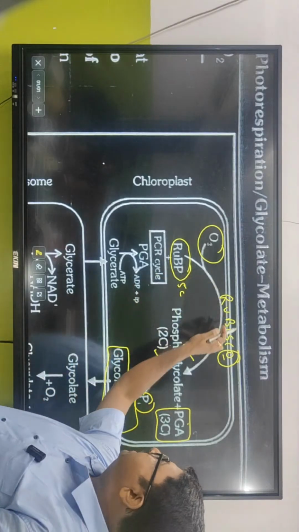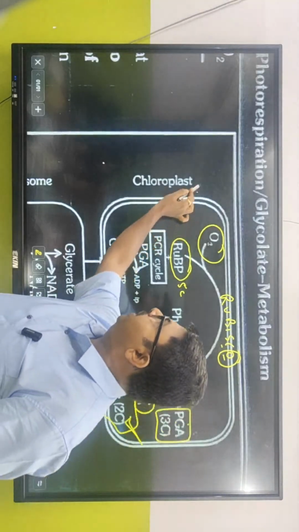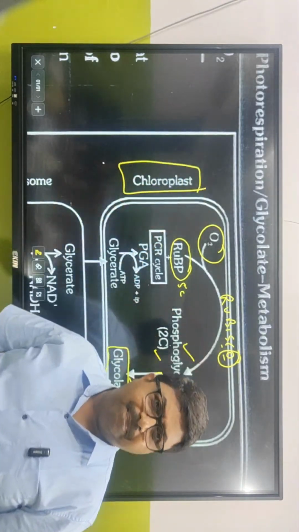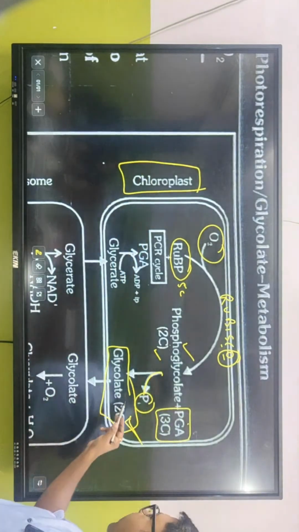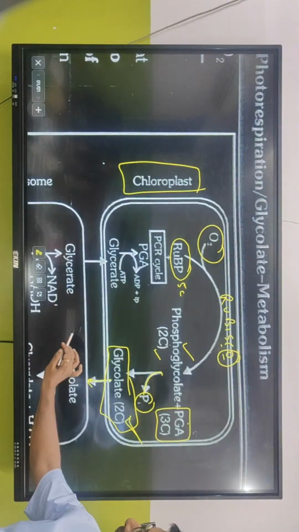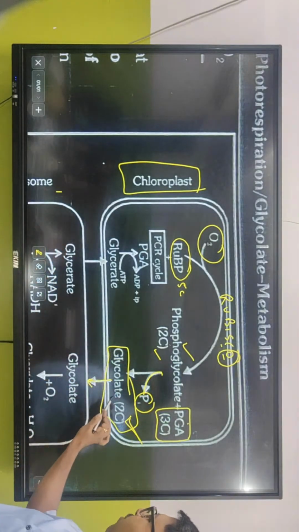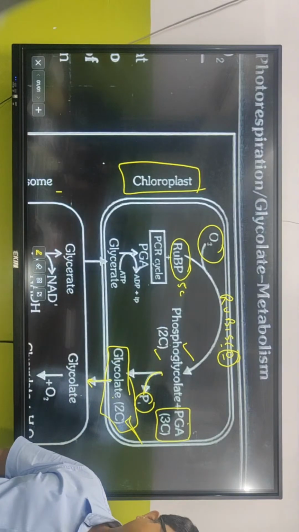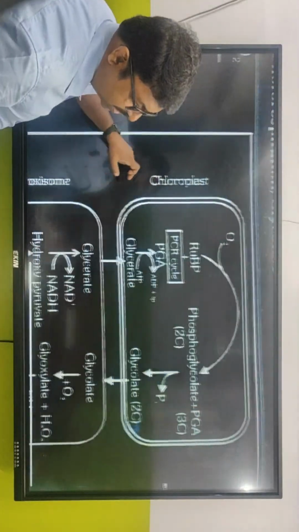Till the time glycolate gets formed, it is formed where? Inside chloroplast. But now it is going to diffuse into another cell organelle called peroxisomes. ये कहाँ पे जाएगा glycolate अभी? Peroxisomes में वो diffuse करेगा. What happens in peroxisomes? Peroxisome से क्या होता है?